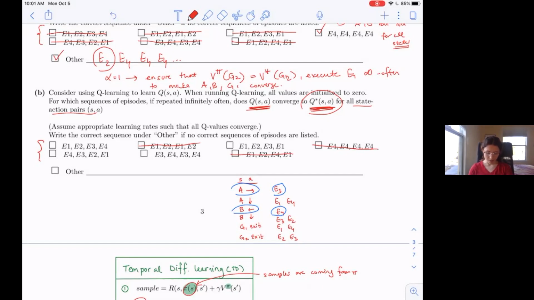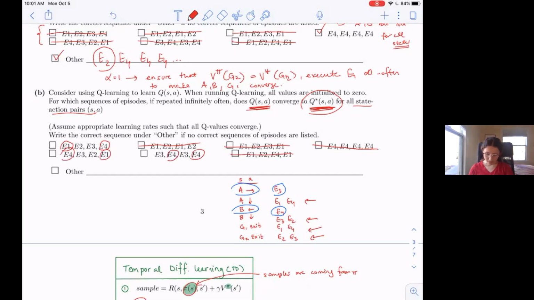All right. We can also eliminate this one too, because it doesn't contain E4. It only contains E3. What about all of these other combinations here? Well, in order to see A going down, we need E1 or E4. So here in this sequence, we have E1 and E4. We have E4 here, and we have E1 here and E4 here. So all is good here.